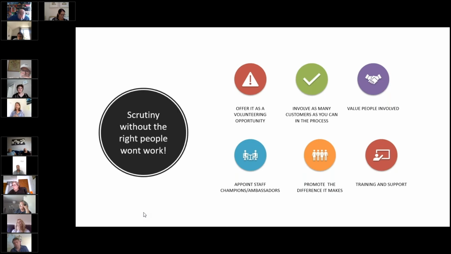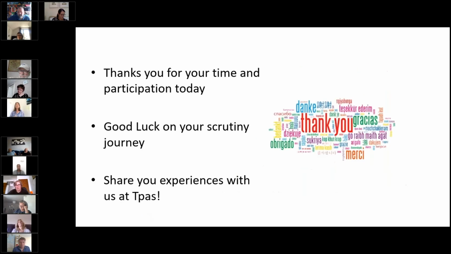Whatever that looks like, make sure they're valued. And I can't stress that enough. And I hope Scrutiny Week will go somewhere to doing that as well. Okay, training and support. Great.